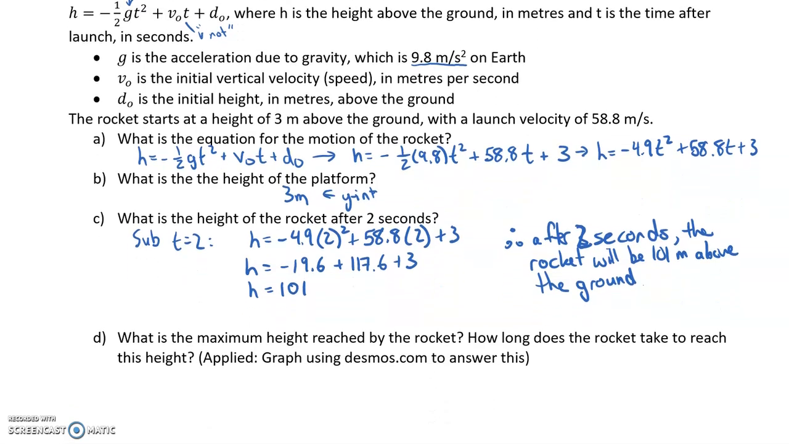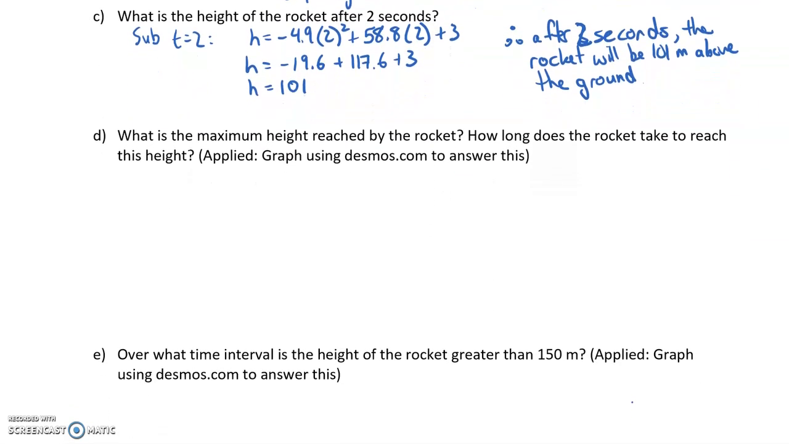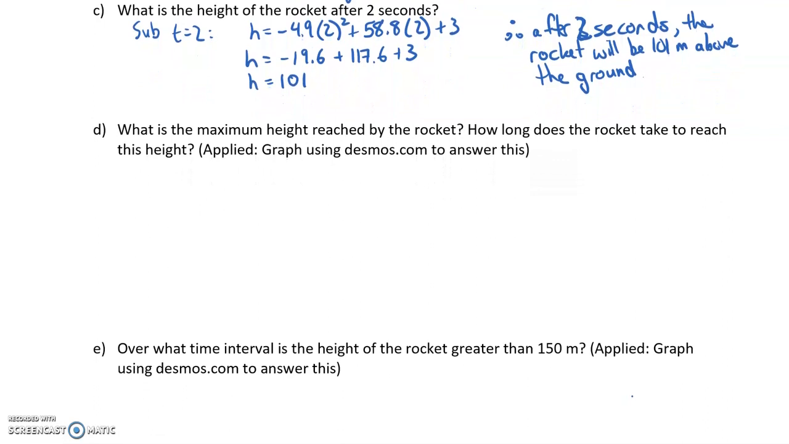The question goes on and asks this. It says, what is the maximum height reached by the rocket? How long does the rocket take to reach this height? Now, if you were in the applied class, you could just graph this on Desmos to answer the question. But in the academic class, you have the option to be able to complete the square. That's what I would argue is the easiest way to do this, particularly if we have decimal values in the equation, because it's probably not going to be factorable. So finding the zeros and then finding the midpoint of the zeros is probably going to take a little bit of time. So let's complete the square to find this maximum.